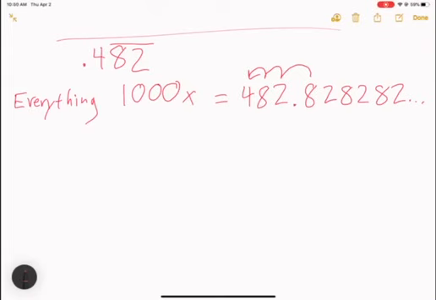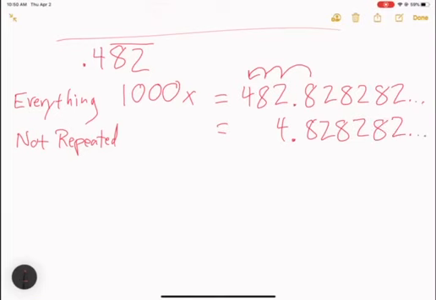And then I'm going to do it again, and I'm going to move it so what is not repeated is before the decimal. So what's not repeated here? The 4 is not repeated. I'm going to write that out. Just the 4 to the left. And then, just like before, I'll repeat my 8/2s. And so since I only moved it 1 space, that's just 10 times x.